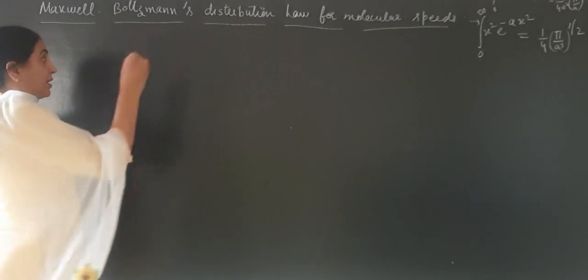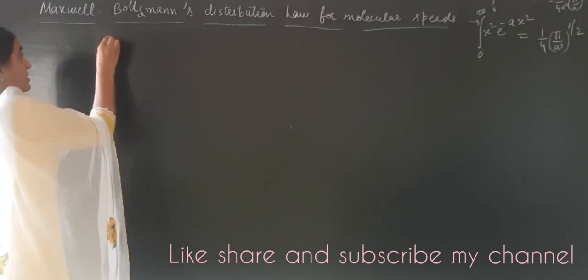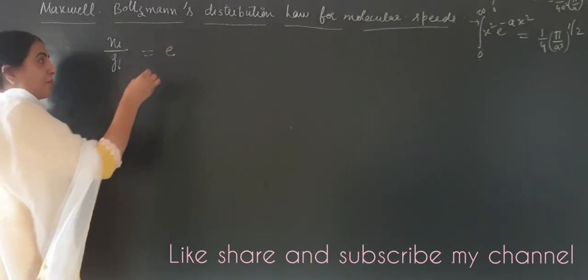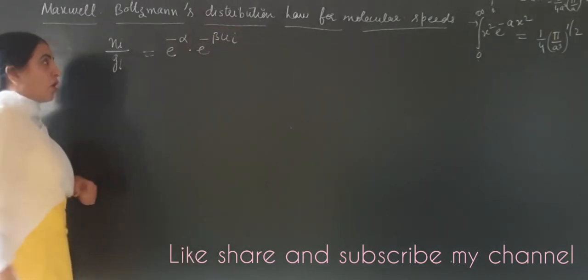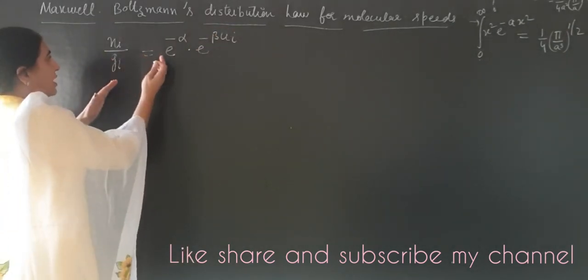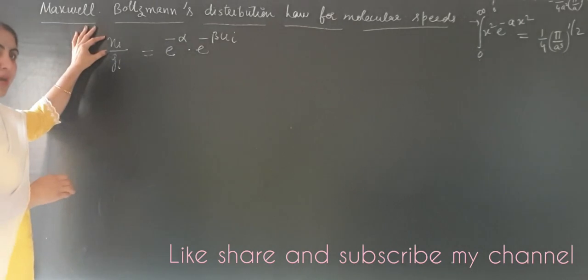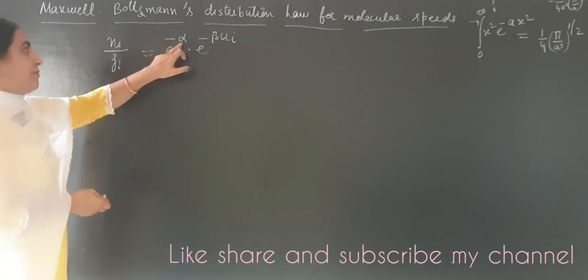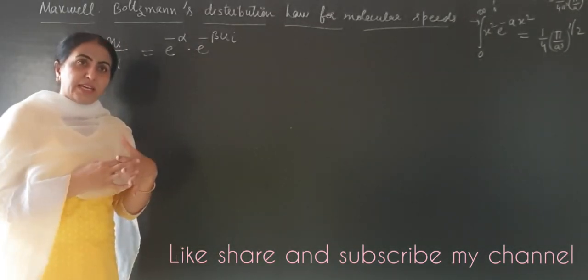So in the start we must know about the occupation index, and in the previous article we have studied that the occupation index is the ratio of number of particles to number of cells. So that is Ni upon Gi, equal to e raised to power minus alpha, e raised to power minus beta ui. Or you can say Ni is equal to Gi into e raised to power minus alpha, e raised to power minus beta ui, where Ni is the number of particles or molecules in a gas, Gi is the number of phase space cells, alpha and beta are constants, and u is the energy. Clear?